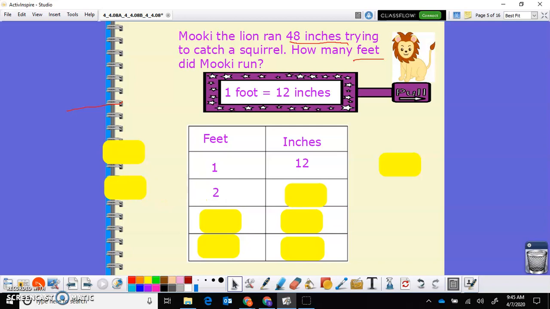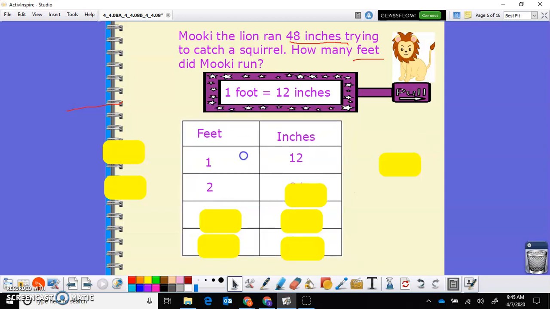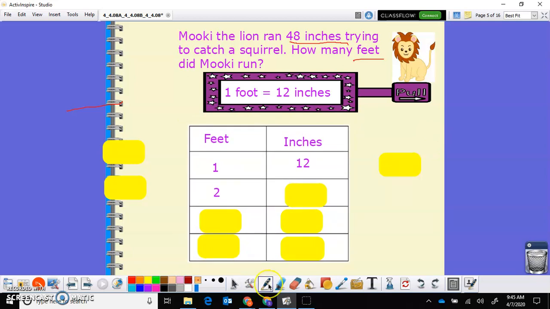Well, I know I multiply because I'm going from big to small. So I multiplied the feet. My numerical expression is going to be feet times 12, and that will give me the inches. In this case, I have 2 feet times 12 inches, and that equals 24. So 2 feet are 24 inches.